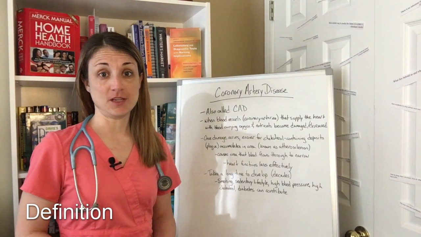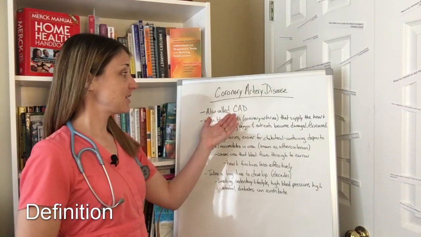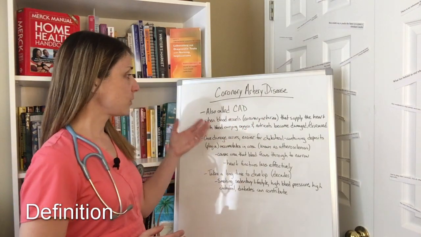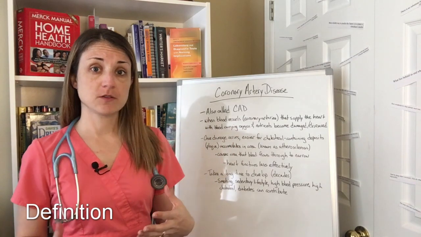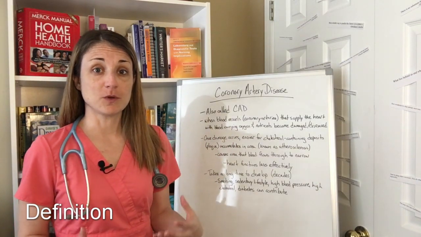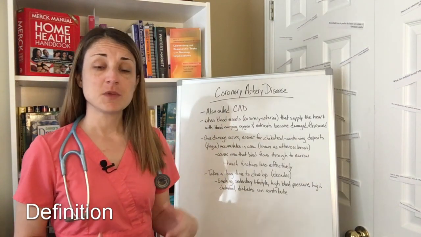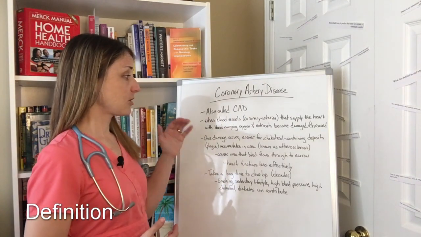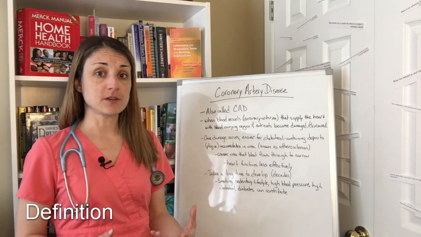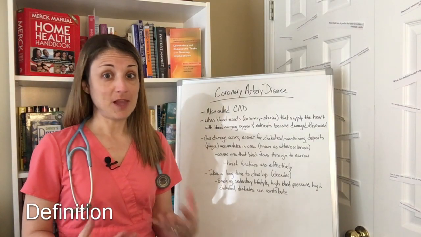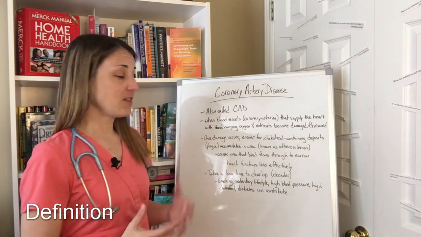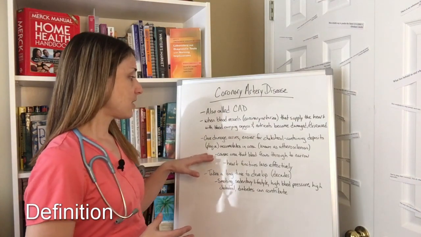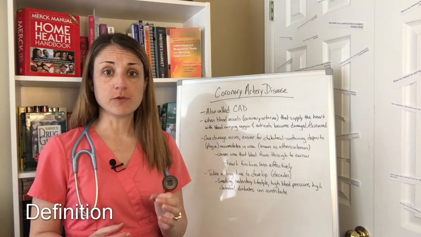Coronary artery disease is also known as CAD. And it happens when blood vessels, the coronary arteries, these are the arteries that supply your heart with oxygen and nutrients, become damaged or diseased. Once the damage occurs, it's easier for cholesterol-containing substances, plaque, to accumulate in the area, and this is known as atherosclerosis. This causes the area that the blood has to flow through to narrow.